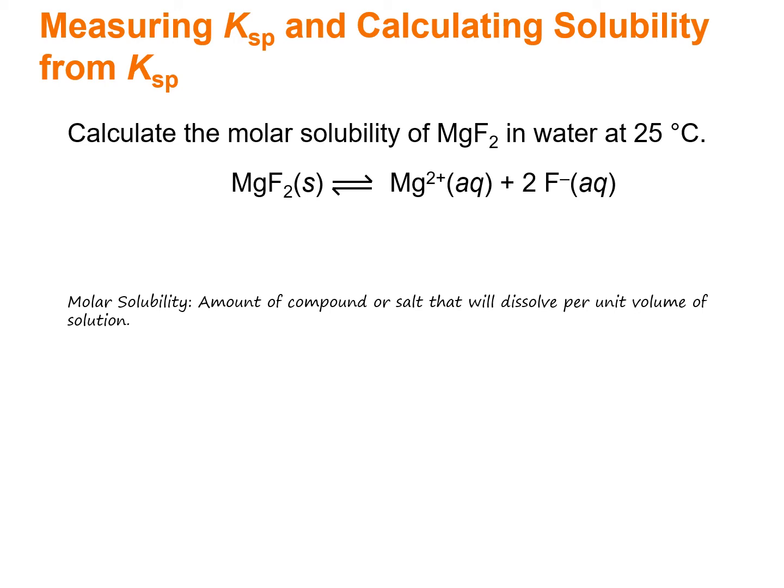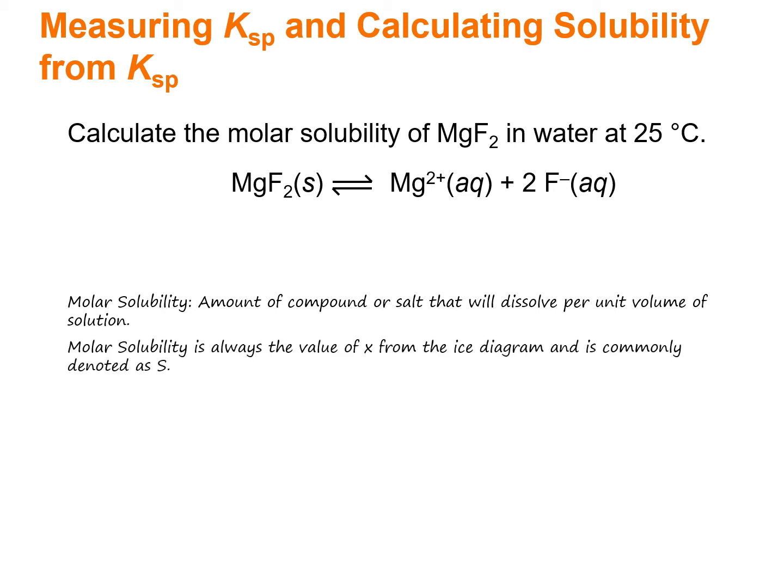The definition of molar solubility is the amount of compound or salt that will dissolve per unit volume of solution. If we find some compound that has a molar solubility of 3 times 10 to the minus 5, that indicates we can mix up a solution, but once we get to a concentration greater than 3 times 10 to the minus 5, we're going to start seeing precipitation occur. That is the essence of what molar solubility is, and why it's an important thing to characterize for many salts.